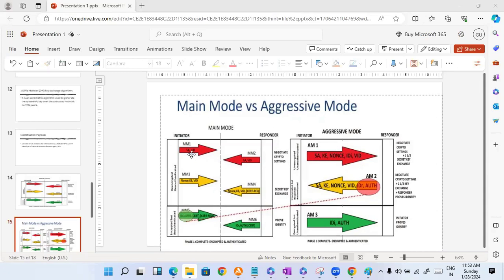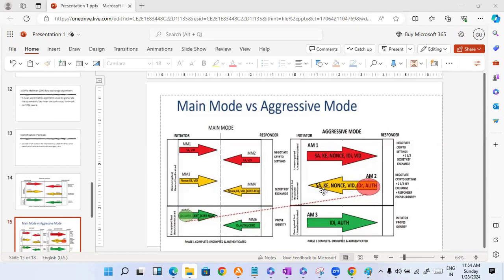For this main mode, we have the security association, VID, nonce, and key exchange. These values are shared in just one message, and the responder simply answers with the next one. There is also authentication of the peers, initiator and responder. That way, the authentication happens after just one message.